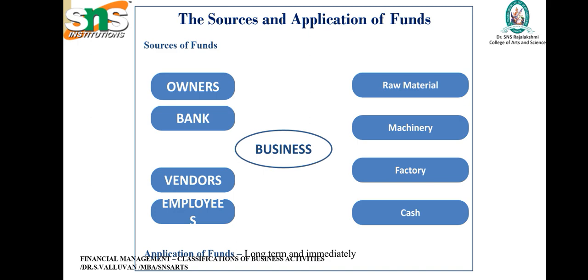These slides show the sources of funds and the application of those funds. In simple terms, the business raises money through sources of funds and applies those funds for buying raw material, purchasing machineries and factories. So it is the application of funds for long-term and immediate purposes. Thank you.